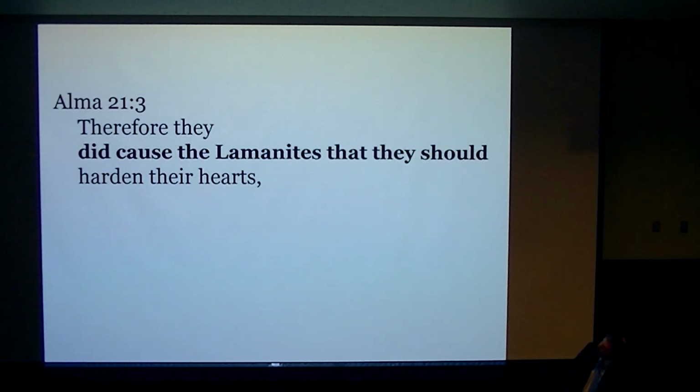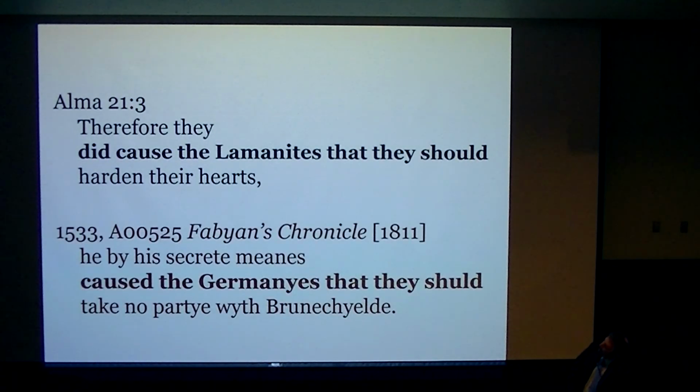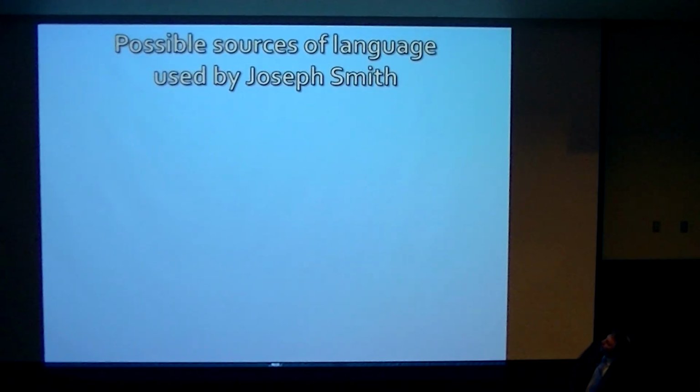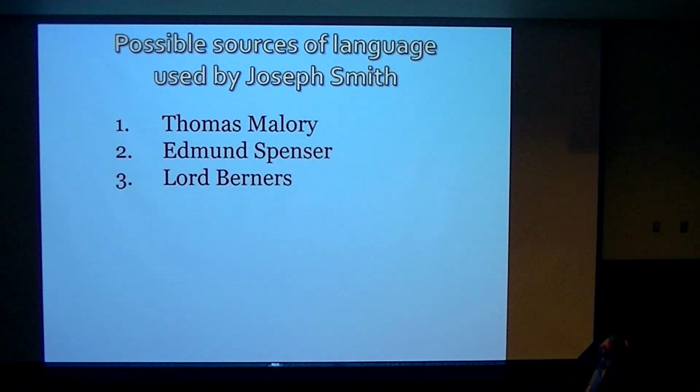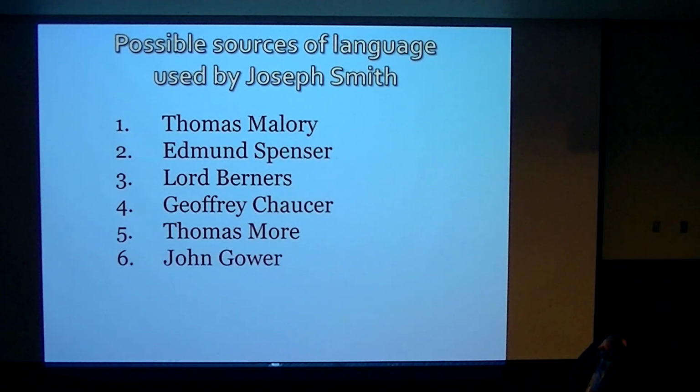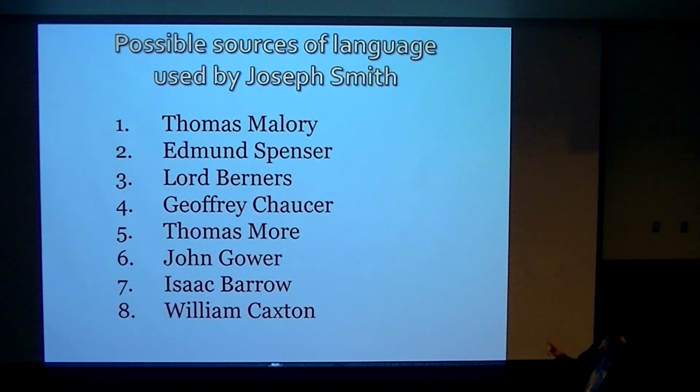Again, that strange doubling. This phrase, I found something similar to this one in Fabian's Chronicle. This is a rare phrase. There are very few of these to be found in the textual record, but it's very similar to the Book of Mormon. "Caused the Germanies that they should," "did cause the Lamanites that they should." So here are possible sources summarized that Joseph Smith could have used: Mallory, Spencer, Lord Berners, Geoffrey Chaucer, Thomas More, John Gower, Isaac Barrow, William Caxton, and the last one, Robert Fabian.